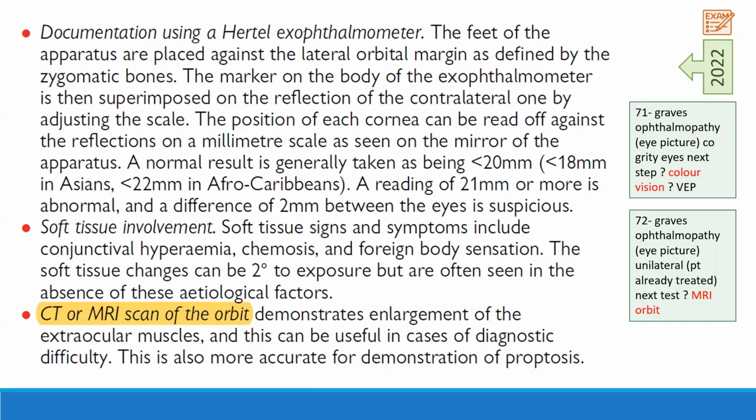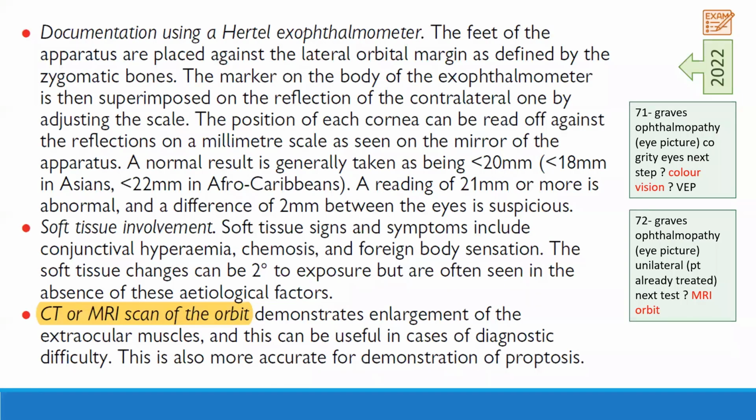In each case of Graves' orbitopathy, we should do a slit lamp examination, color vision examination, and visual acuity examination, and some cases require CT or MRI. But visual evoked potential is not used for assessment of Graves' orbitopathy. And another question: Graves' orbitopathy, and they give a picture of a unilateral Graves' orbitopathy, and the patient was already treated with some medication. What is the next step?